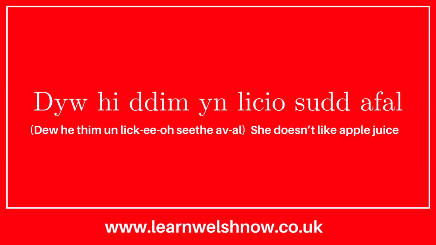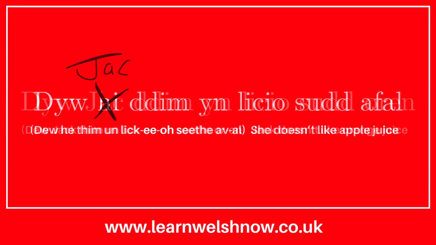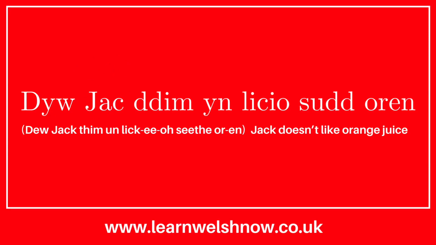If you prefer to put a person's name in your sentence, male or female, just take the hi out of dyw hi ddim yn and pop a name in. For example, Jac. The Welsh spelling of this name is J-A-C. So it's Dyw Jac ddim yn licio. Jac doesn't like, followed by the drink. Dyw Jac ddim yn licio seethe oren. Jac doesn't like orange juice. Dyw Jac ddim yn licio seethe oren.